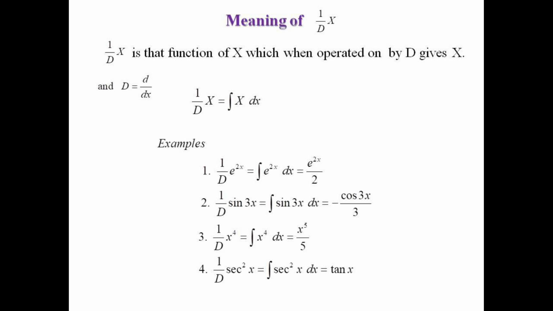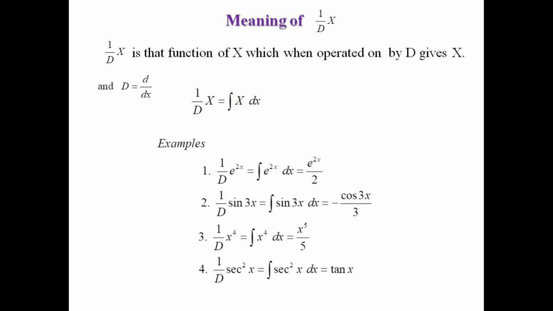1 upon D into e raised to 2x equals the integration of e raised to 2x dx. We know that the integration of e raised to x is e raised to x, so we get e raised to 2x upon the derivative of 2x, which is 2. Similarly, 1 upon D into sin of 3x equals the integration of sin of 3x dx. The integration of sin is minus cos, so minus cos of 3x upon the derivative of 3x, which is 3.